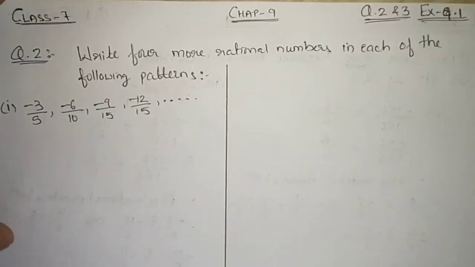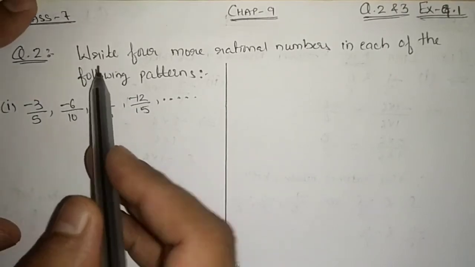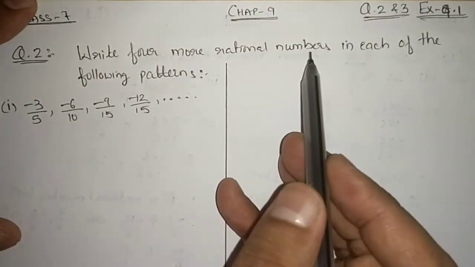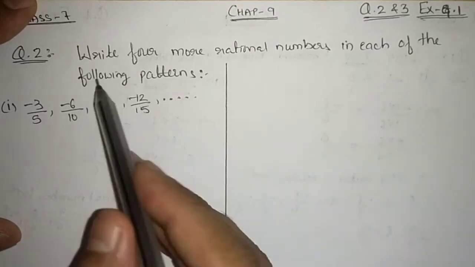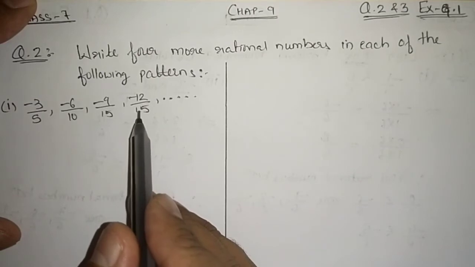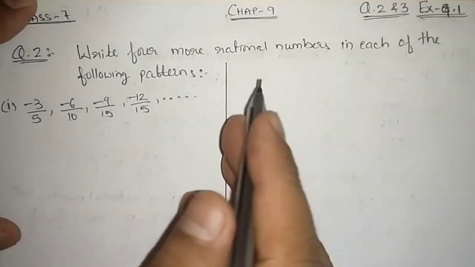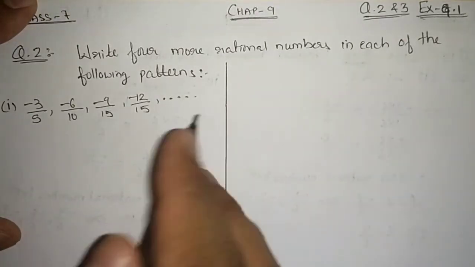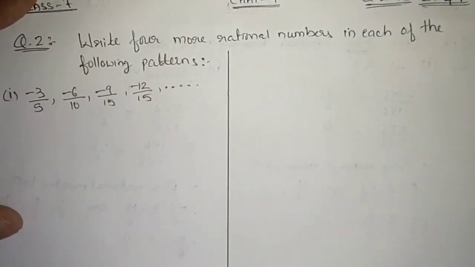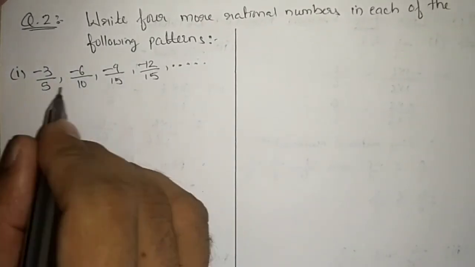Good morning, students. Today we are going to solve question number 2 and 3 of exercise 9.1. Question number 2 says, write 4 more rational numbers in each of the following pattern. They have given us patterns. We have to observe this pattern and then write the 4 rational numbers which will come after this. So this is different from question number 1. So let us start. First we will observe the pattern.